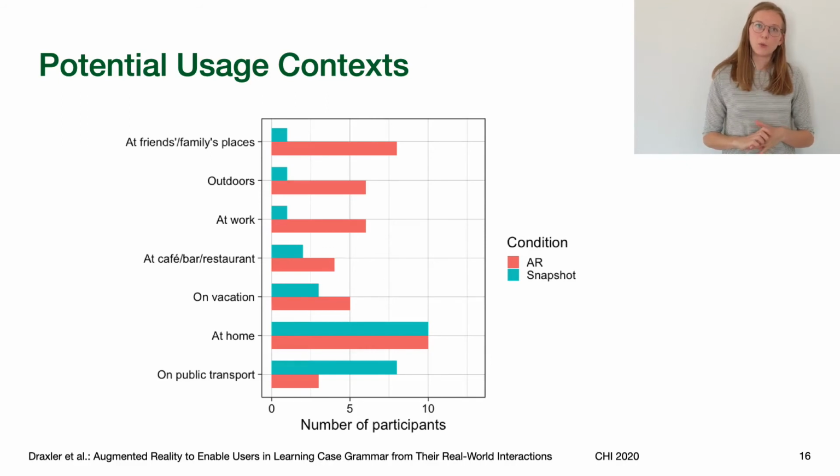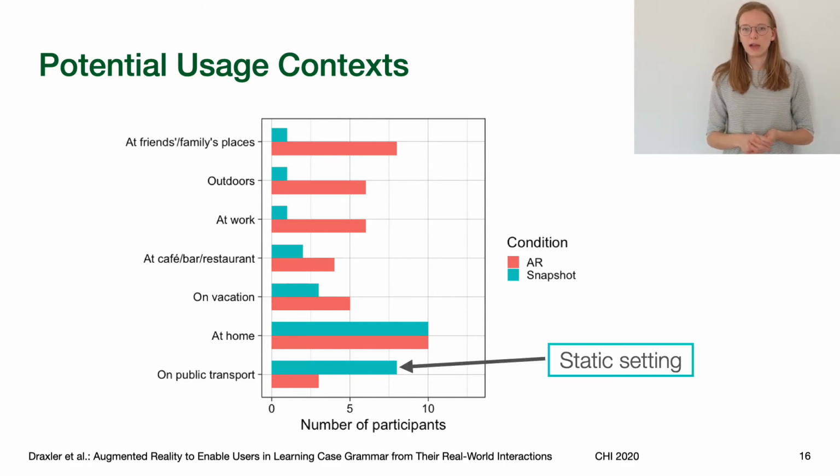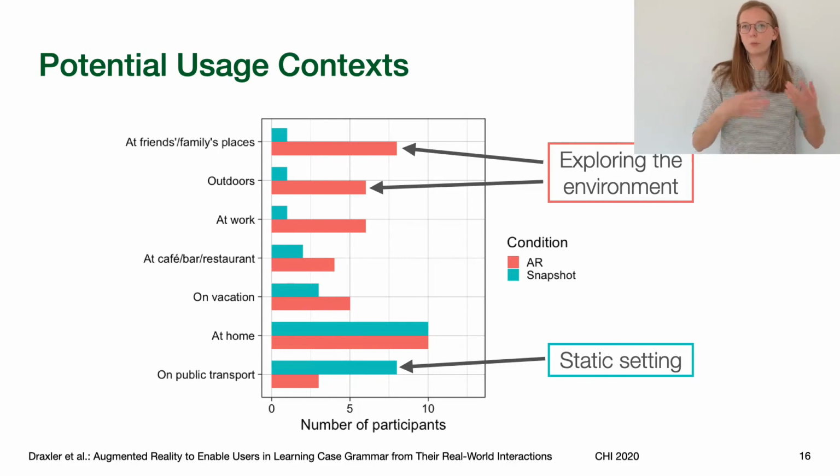Now, another interesting point was the potential usage context. We saw that the Snapshot application would have been used by people mostly on public transport or at home. So we have static contexts. On the other hand, AR is also frequently seen as a suitable use case at families' or friends' places or even outdoors. So exploring the environment would be the purpose that people employ here.